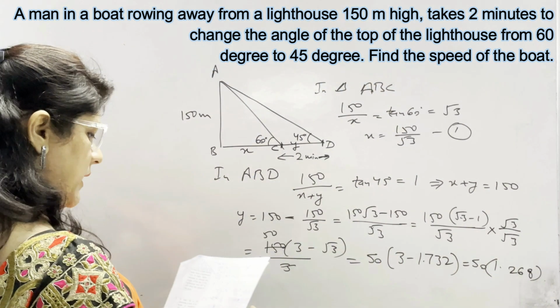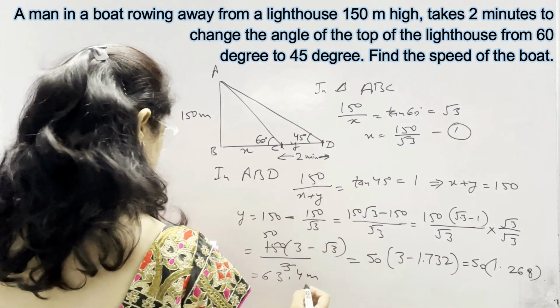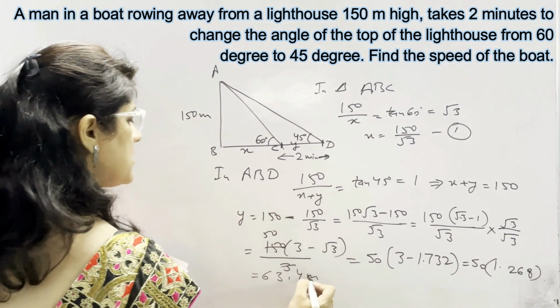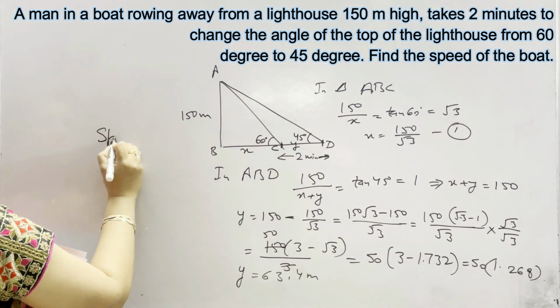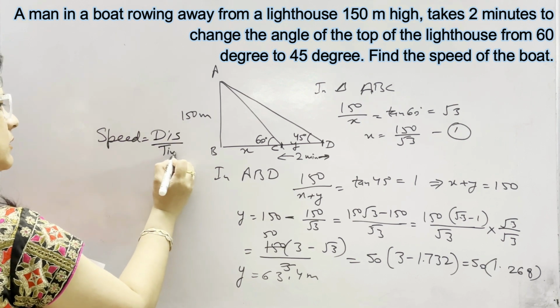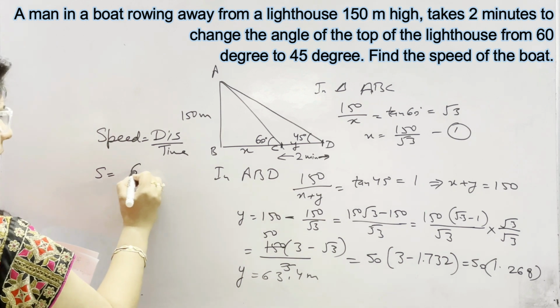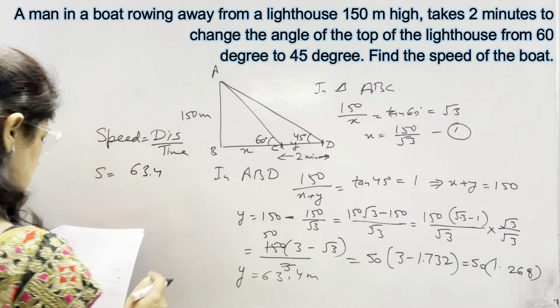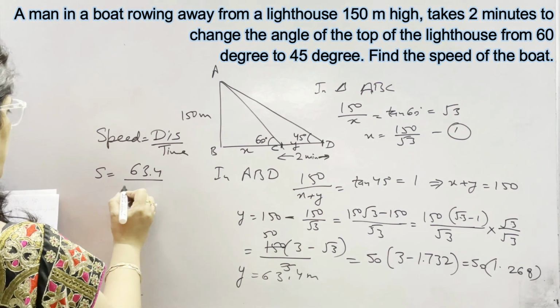After multiplying, we will get 63.4 meter. So this is the distance y. Now we need to calculate the speed. So speed is equal to distance upon time. Speed is equal to distance, we have calculated 63.4 meter. And time given in the question is 2 minutes.